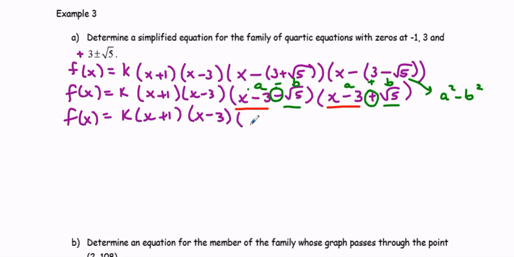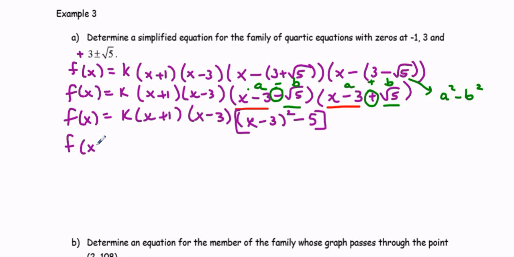So what is A squared? Well, that's x minus 3 squared. And I'm going to put this in a square bracket. Minus B squared. Well, what's the square root of 5 squared? It's just 5. Okay? Interesting. All right.